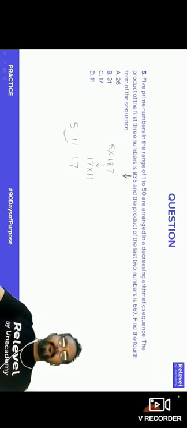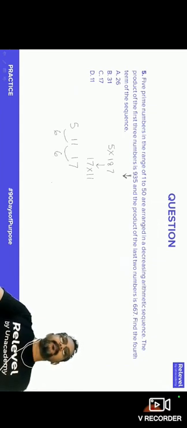Look at the gap. That's a gap of 6. So to maintain the arithmetic sequence, we must keep the gap of 6 going. So it would be 23 and 29. This would be my arithmetic sequence. But I have to arrange this in a decreasing order. So decreasing order would be first number, second number, third number, fourth number and the fifth number. That's the decreasing arithmetic sequence that we have generated.